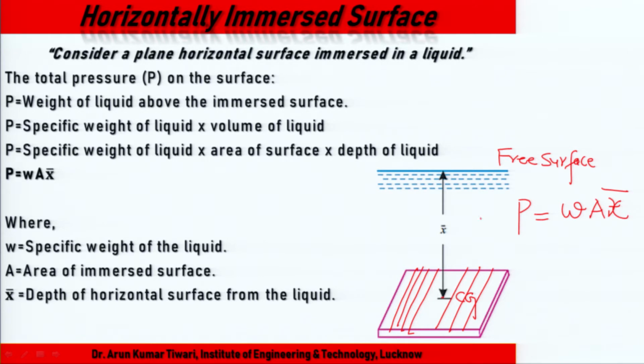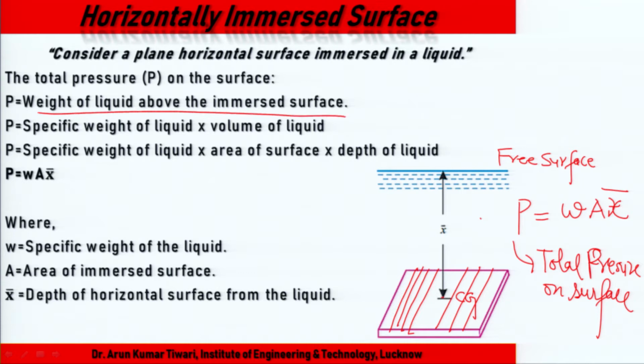What is capital P? The capital P is the total pressure on the surface. Who creates the total pressure? The weight of the liquid above the immersed surface. So that is the total pressure.